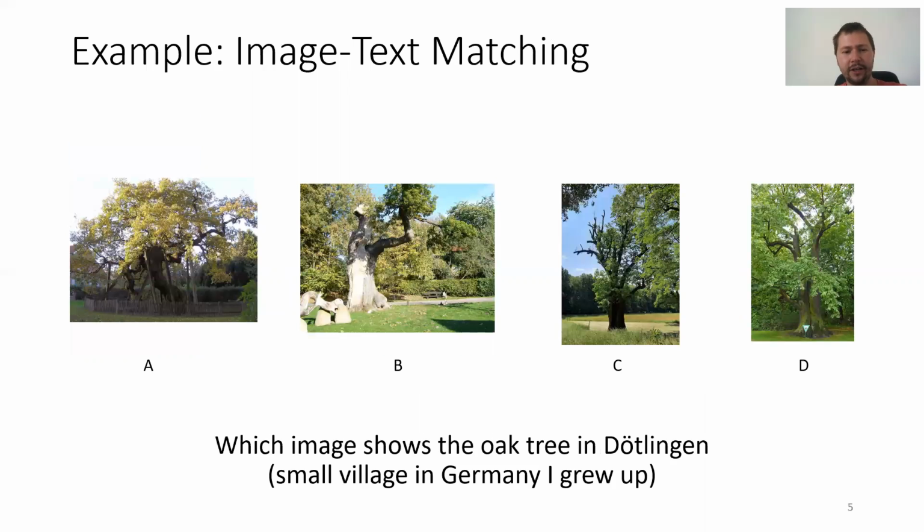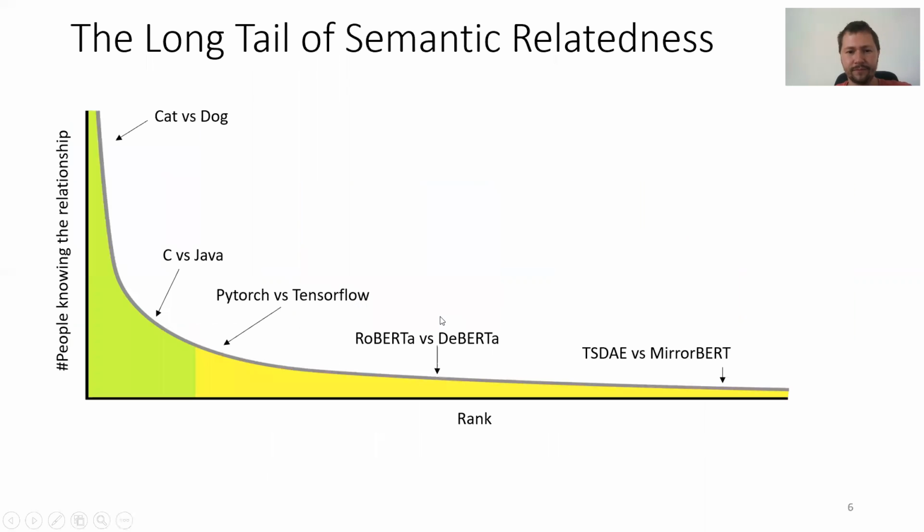However, if I ask you now which image shows the oak tree in Dötling, which is a small village I grew up in Germany, I assume you have a really hard time identifying the specific oak tree. But everyone who has been in Dötling, for them, it's really simple to say, okay, image B, that's the oak tree you're looking for.